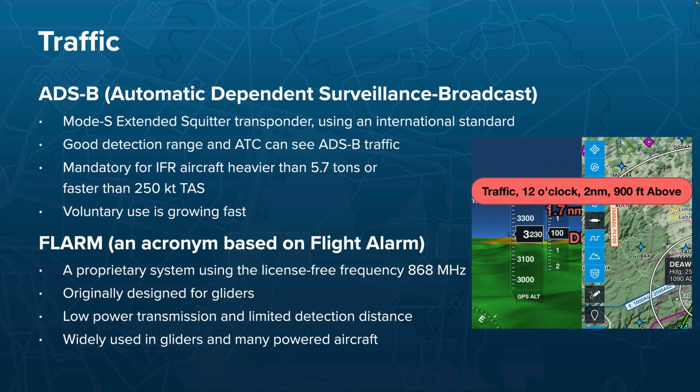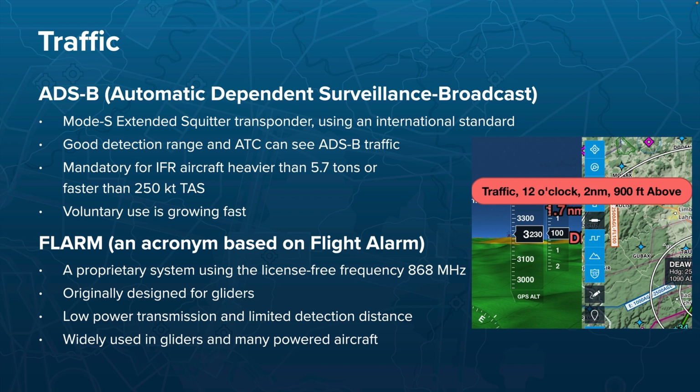In Europe, the ADS-B requirement applies only to IFR flights and only for aircraft with a maximum takeoff weight of 5,700 kilograms or greater or a maximum cruising speed greater than 250 knots. However, voluntary use of ADS-B Out is growing fast. Today, more pilots are improving their visibility by fitting an ADS-B Out capable transponder into their aircraft.